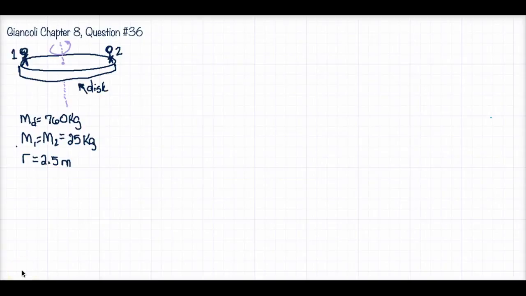This is problem number 36 out of the textbook. It reads, a teenager pushes tangentially on a small hand-driven merry-go-round and is able to accelerate it from rest to a frequency of 15 RPM in 10 seconds.